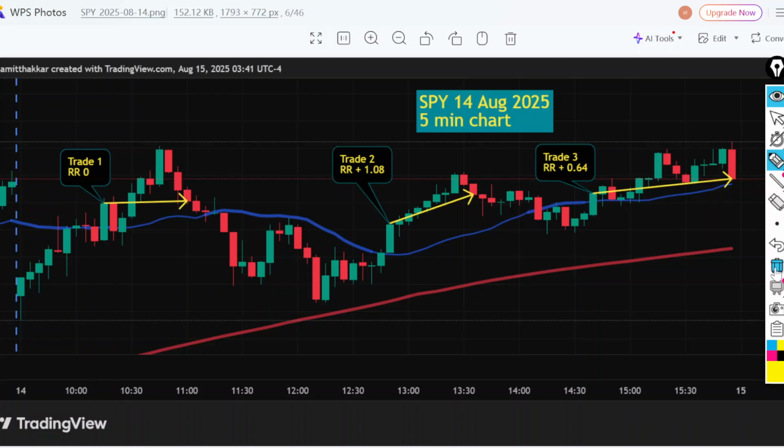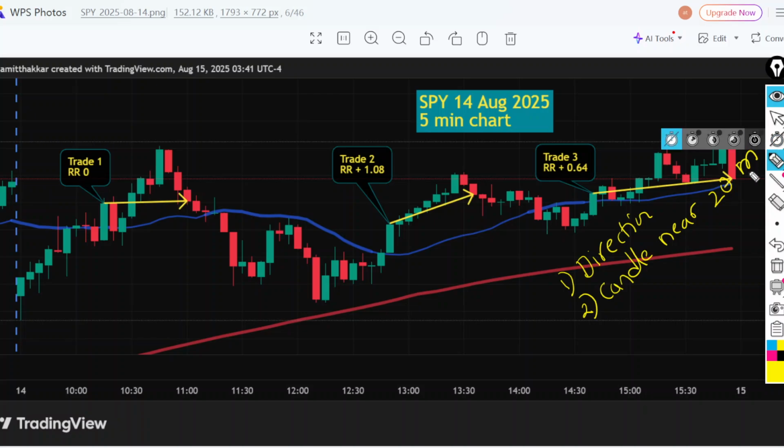Now as you can see, as per our strategy, we will see three things: direction, candle near 20 moving average, and third one we'll see bullish candle. Okay, these are three criteria for our entry.